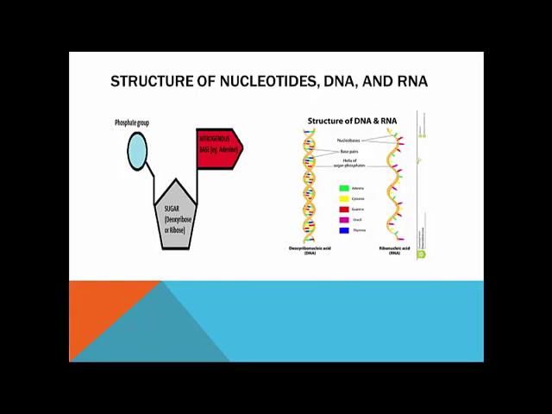DNA forms a double strand, while RNA is a single strand. In both strands, the sugar and the phosphate form the sides. The base is the part that sticks out to the side. In DNA, the bases line up across from one another and are bonded together by hydrogen bonds.